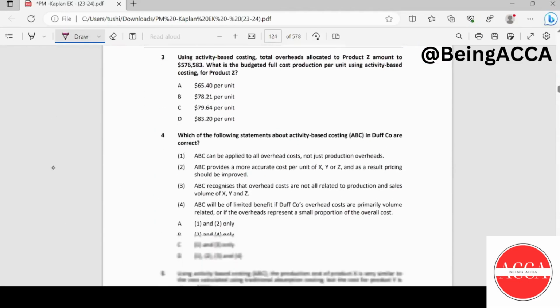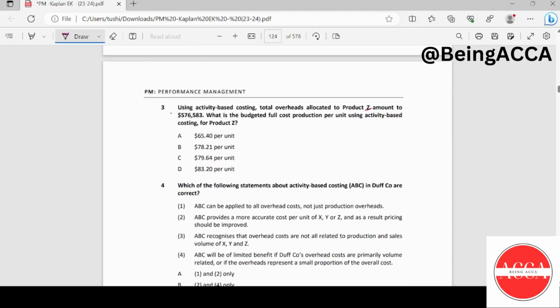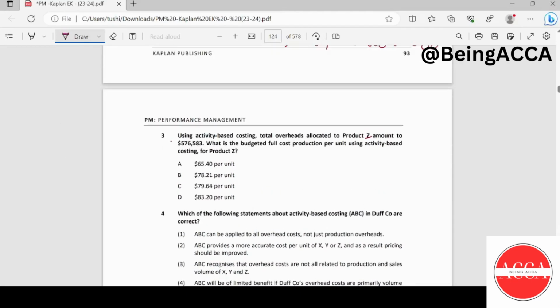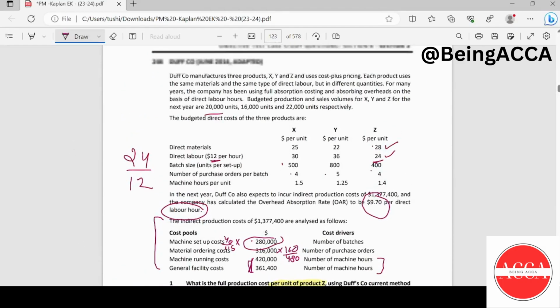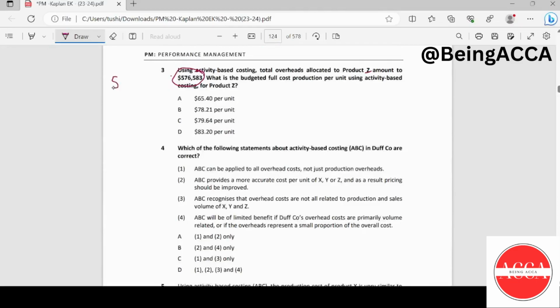Moving on to the third question. Using activity-based costing, the total overheads allocated to product Z amounted to these many. What is the budgeted full cost production per unit using activity-based costing for product Z? Now, first we need to find out the overheads for one unit. So this is given for the entire product Z. For product Z, we have made 22,000 units. So I'm going to divide this by 22,000.